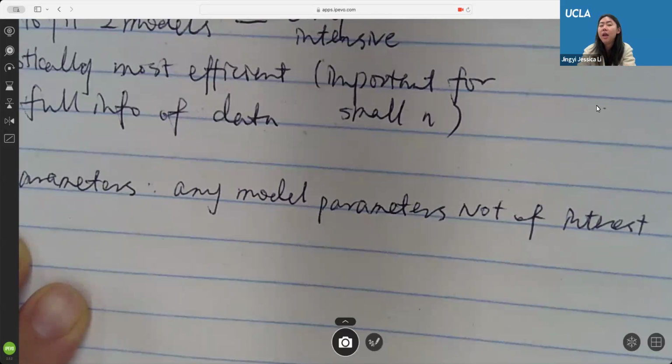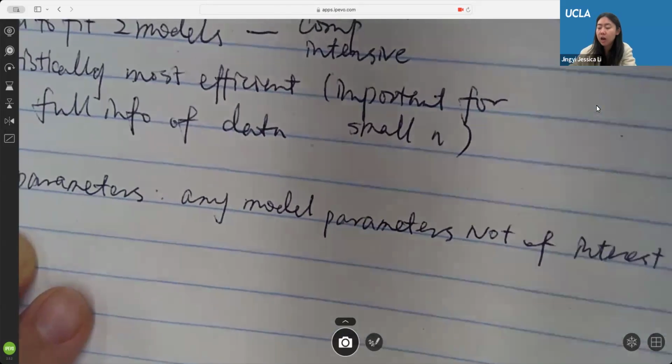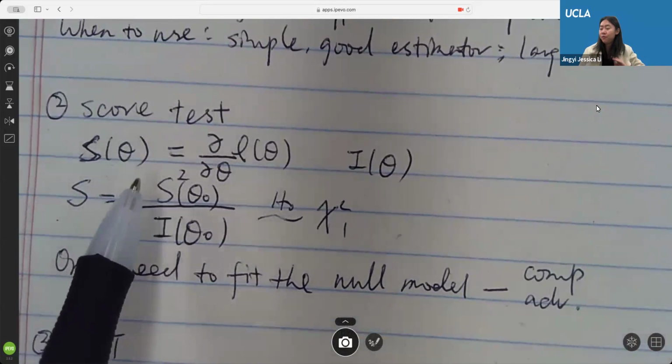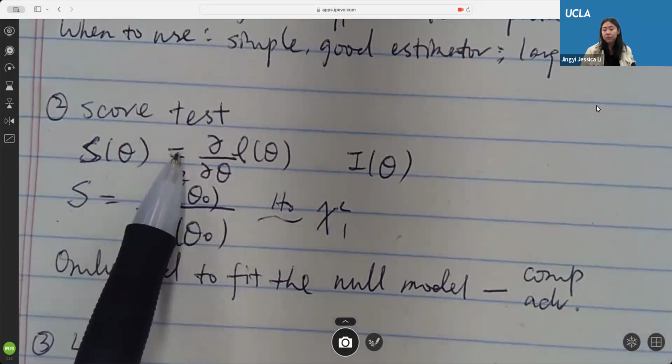That's a nuisance parameter. And in the multivariate linear model, maybe we are only interested in one coefficient, okay? One covariate coefficient. But we do have other covariates to be accounted for to make the model more reasonable, for example, to adjust for confounders. And these other covariates' coefficients are not of our interest, but they must be estimated. And these are nuisance parameters. So the question here is, how do we estimate these nuisance parameters when we fit the null model, when we fit the full model?